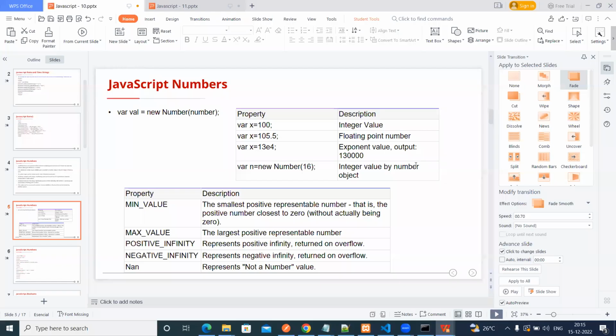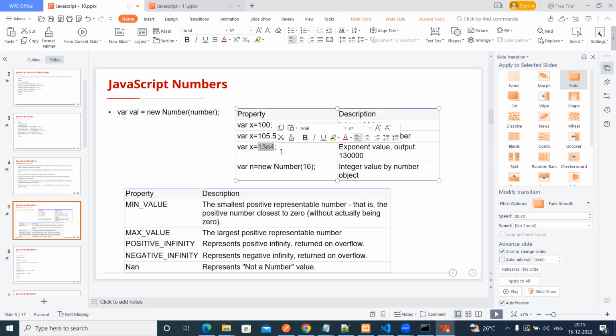So the next one is, here an integer value, so this way we can define it. Then a decimal value we can define like this. Then an exponent value, that means after 13 we have 4 zeros. Okay, then in the object way we can define it. Min value, max value. 0 is the minimum value, maximum value is the infinity number.